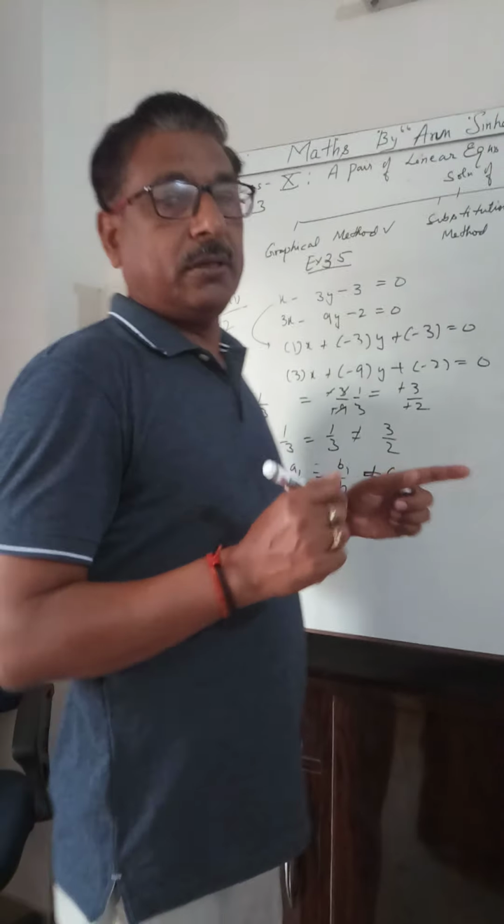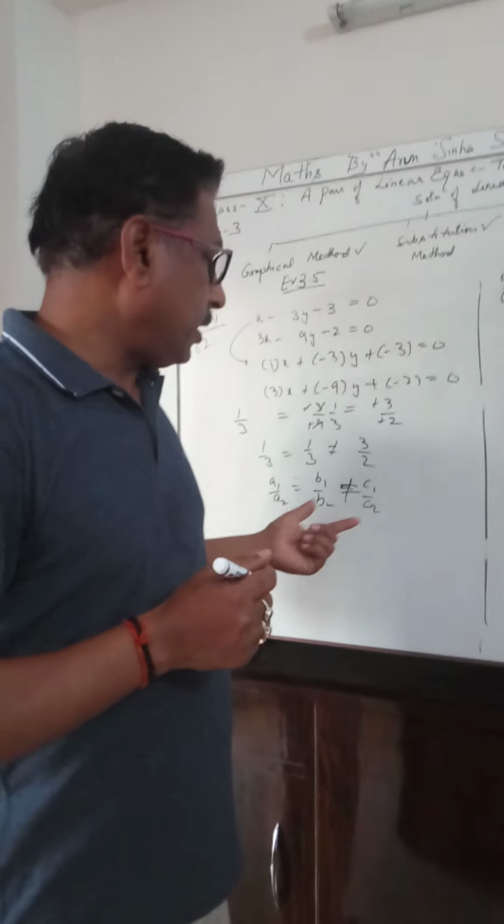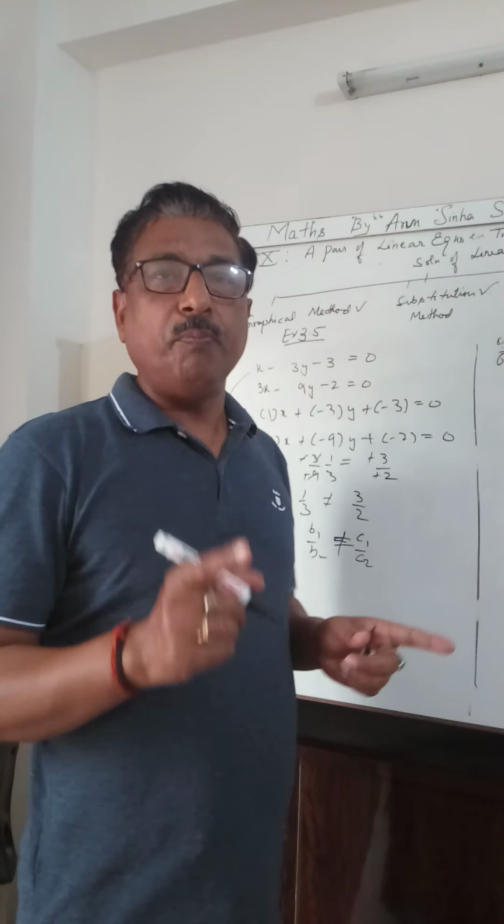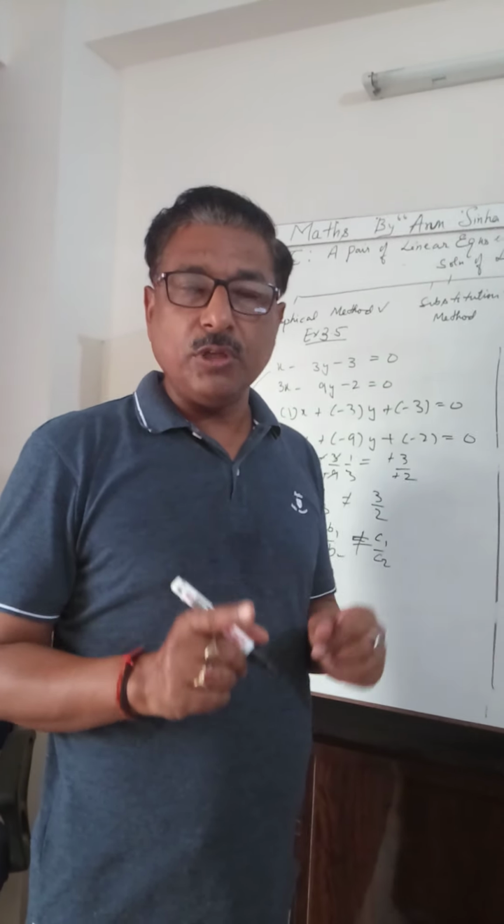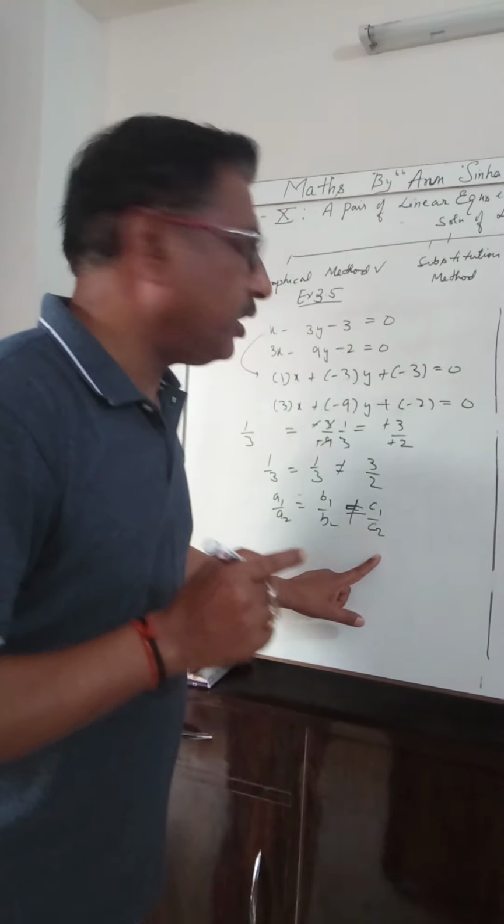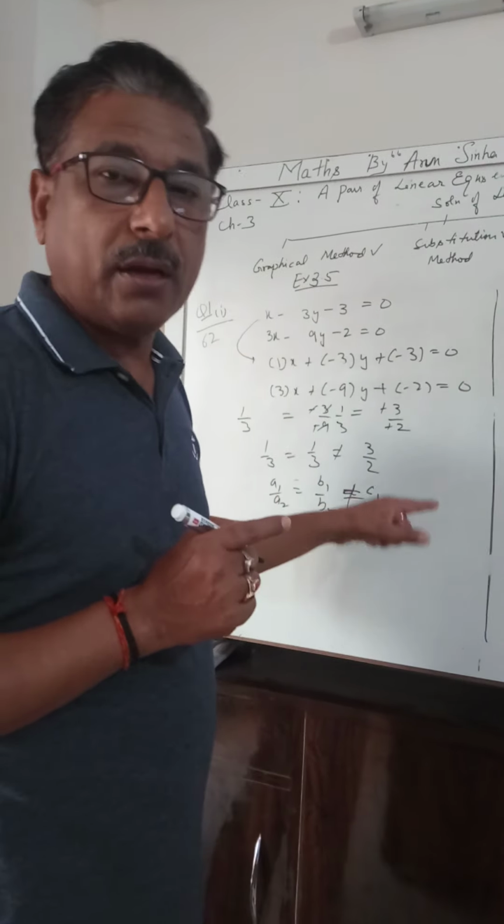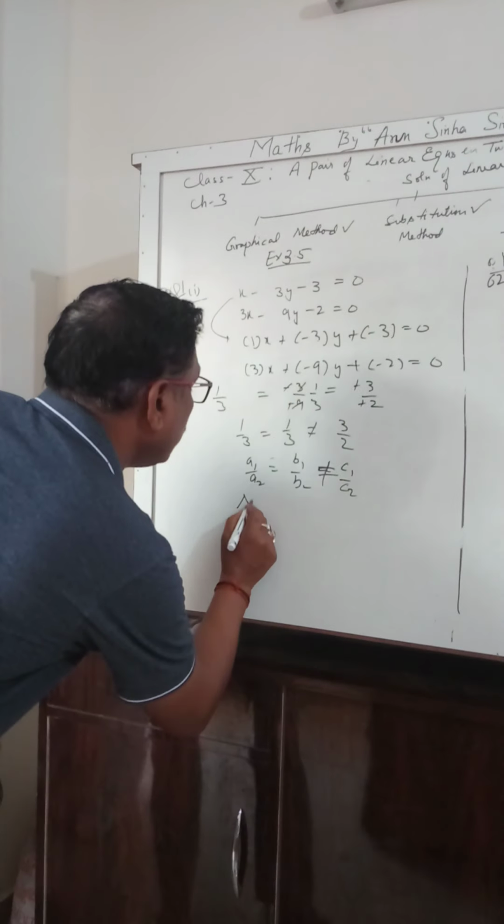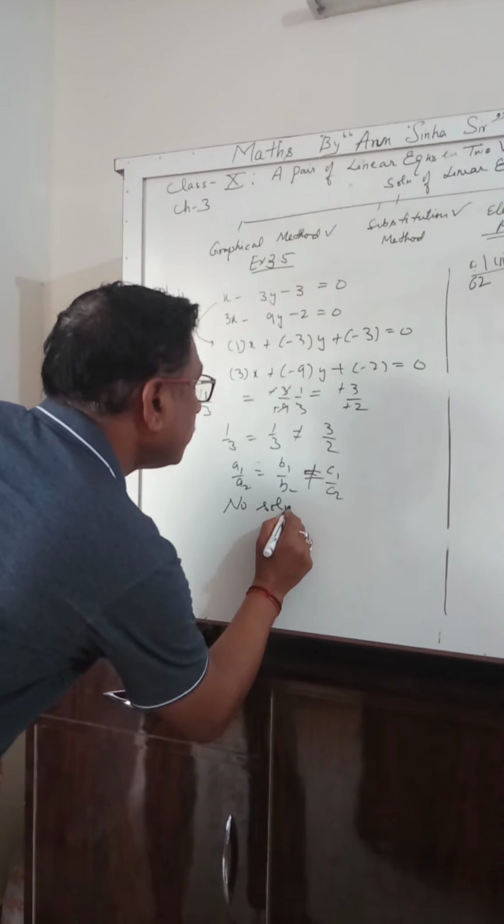You have already understood this is the criteria. a1 upon a2 is equal to b1 upon b2 is not equal to c1 upon c2. This is the condition of no solution, or parallel lines. So no solution exists.